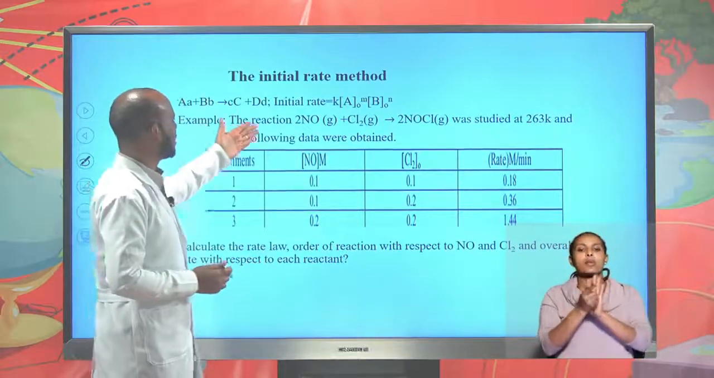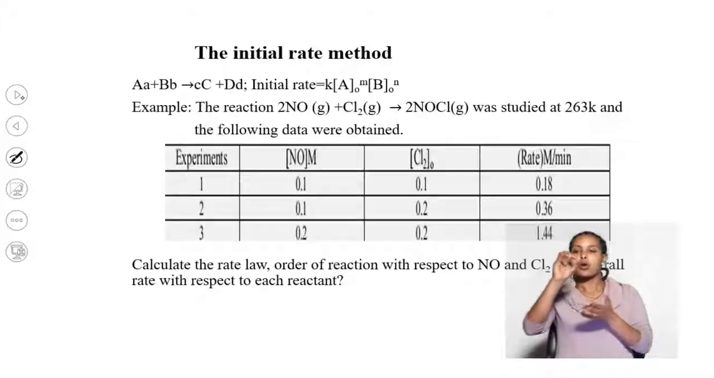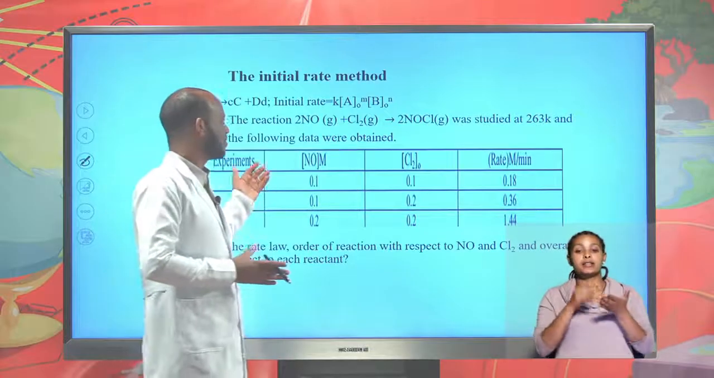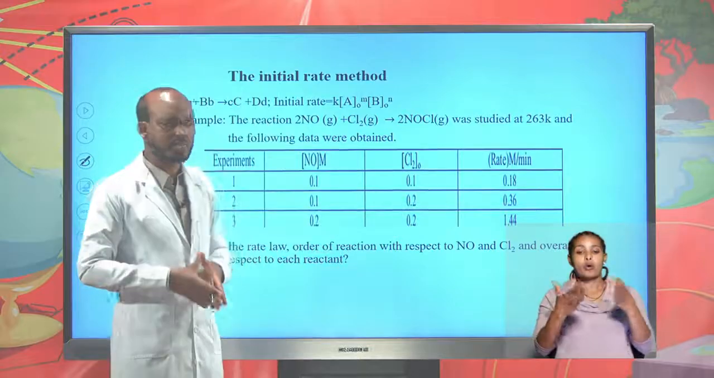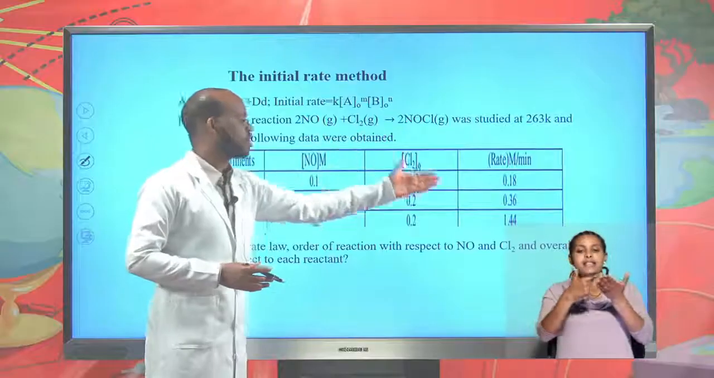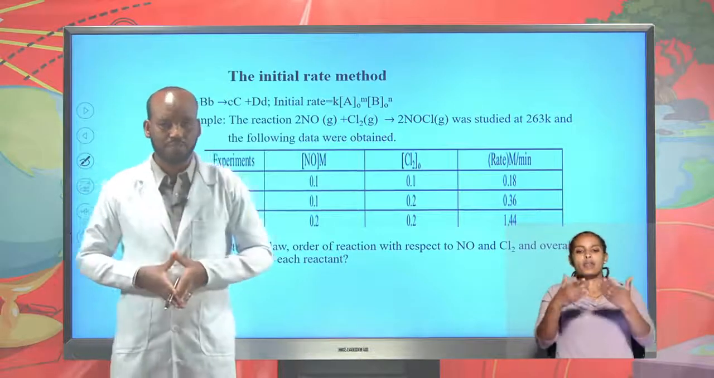For example, the reaction 2NO gas plus Cl2 gas to form 2NOCl gas was studied at 266 Kelvin. And the following data were obtained. This is data obtained experimentally. You are asked to calculate order of the reaction. Determine the rate law for this experimentally obtained data.